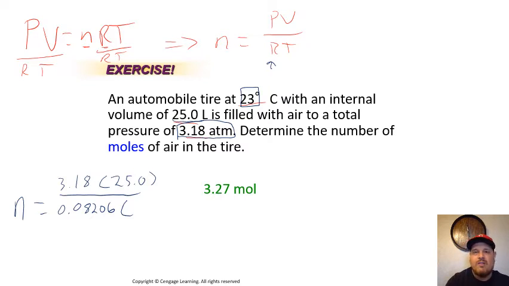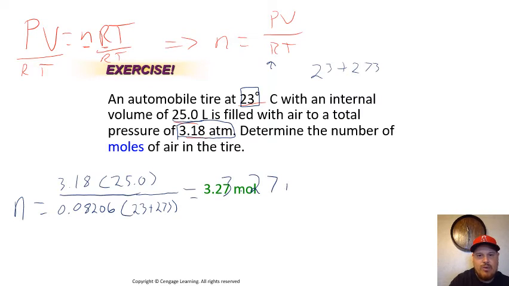Now remember that to convert Celsius to Kelvin, you just add 273 to it. Just because I'm in a hurry, I'm going to put it just in my equation like that: 23 plus 273. If you want to get more specific, it's 273.15, but we'll just put it like that. Pop it into my calculator, and I get a grand total of 3.27 moles of whatever air is in there. Maybe it's a combination of nitrogen gas or something like that. Who knows, it's a bunch of different things.